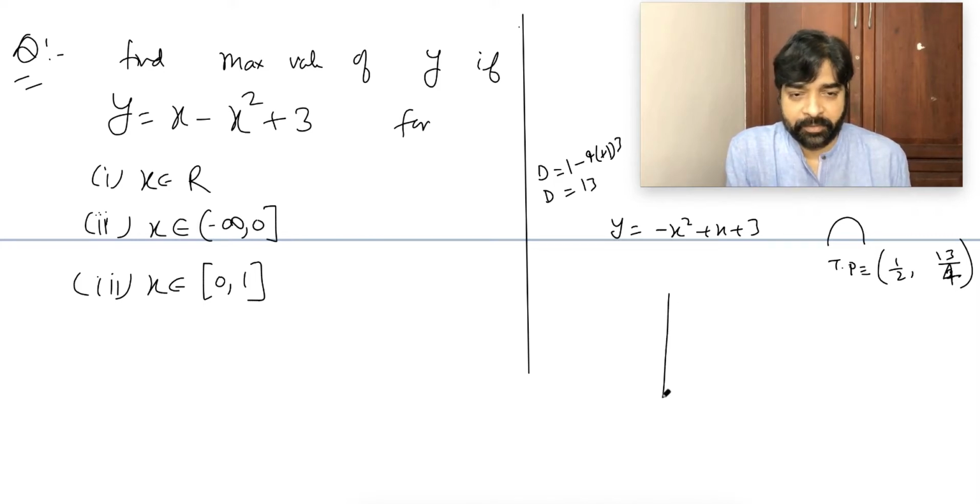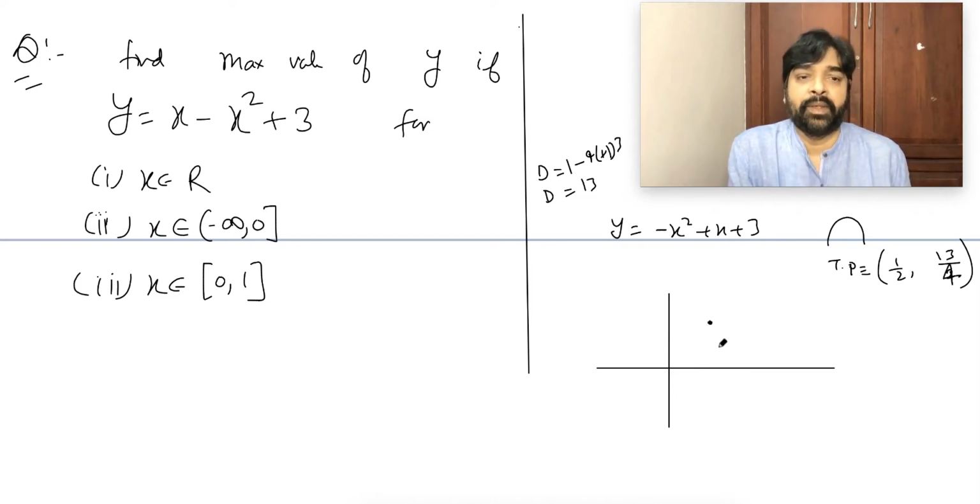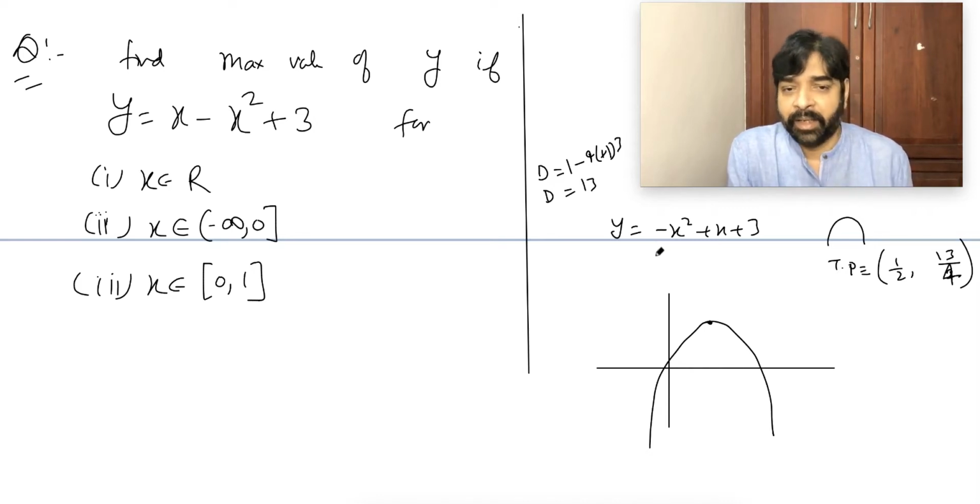Now let's draw it. Very simple. The turning point is important. 1 by 2 comma 13 by 4 is somewhere here. Roughly, the graph will be this. I am not saying this will be exactly the graph, because I don't know where it may intersect, here or here, anywhere. But yes, this coordinate will be 0 comma 3.